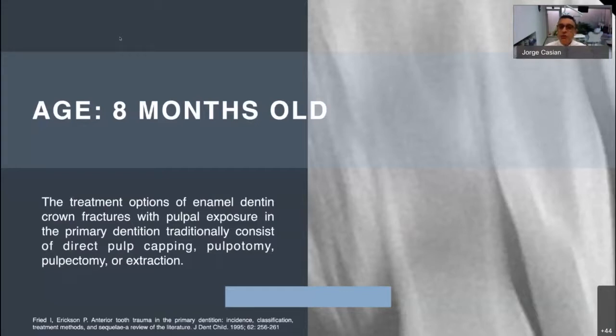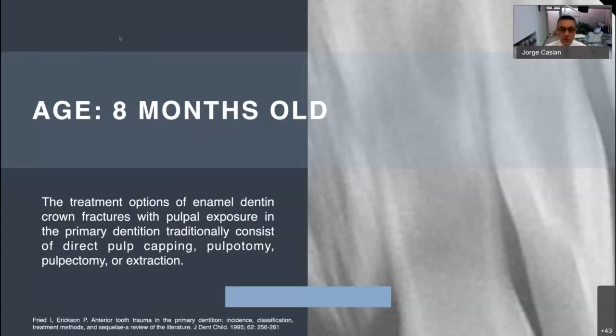The restorative options were so limited. And of course, we cannot do a pulpectomy in this central incisor. How can we restore this tooth? Maybe an extraction would be okay. And I really wanted to save this tooth.